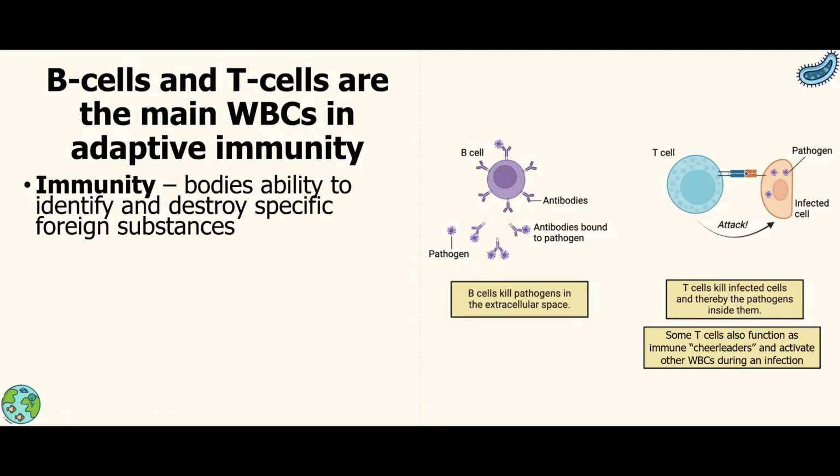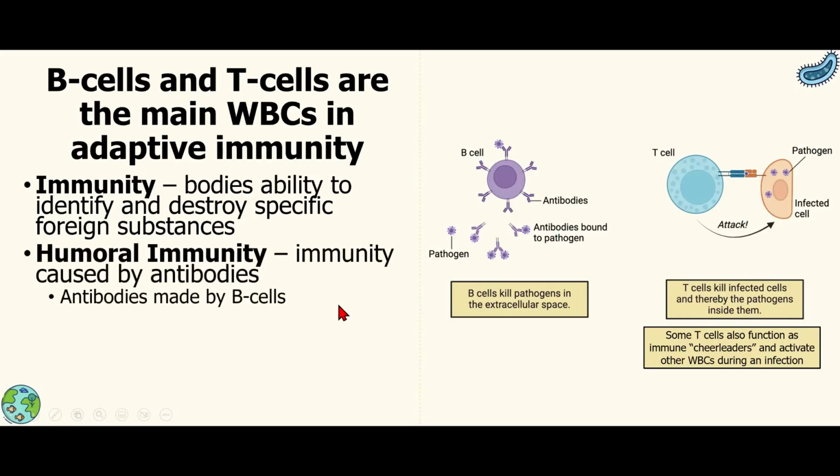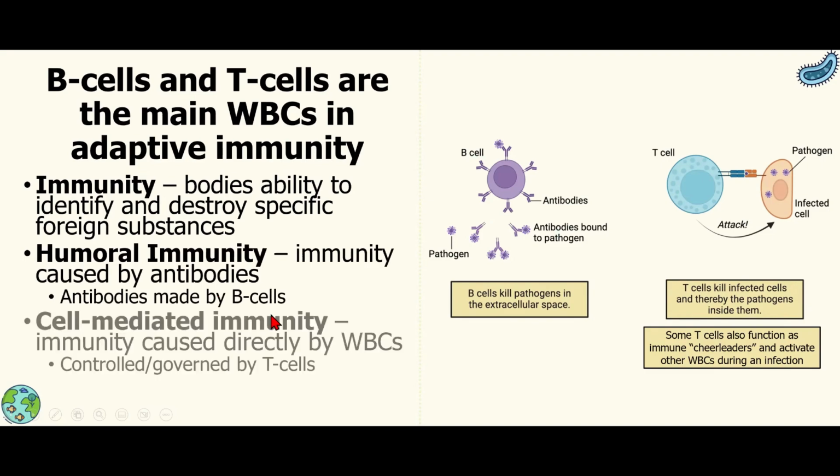And immunity is really important because if your immune system is already trained on how to fight a specific pathogen, you will not get sick, or maybe you'll get sick, but it's going to be a much shorter illness. So there's two types of immunity: humoral immunity, which is caused by antibodies. We'll talk about what antibodies are in a second, but antibodies are made by the B cells. And then the other type of immunity is called cell-mediated immunity. This is immunity governed by your white blood cells, primarily your T cells.